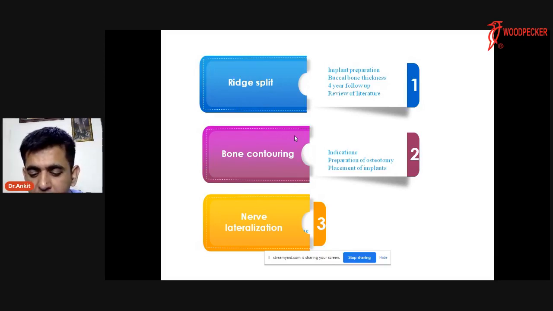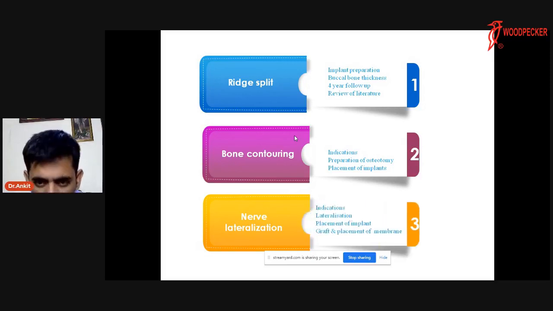And the nerve lateralization, we will be discussing at the end of this presentation. In that, we will be discussing the indication where the nerve needs to be lateralized, the position of the lateralization, and the placement of an implant, and at the same time placing the graft as well as the barrier membrane, so that it allows the tissue to be grown in a selective direction. That is why it is known as GBR, that is guided bone regeneration, right?